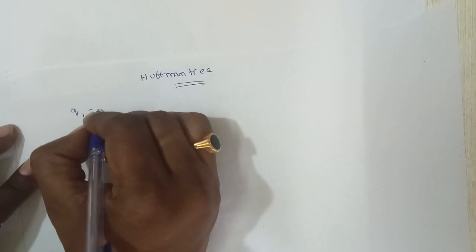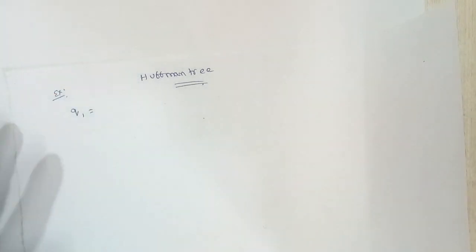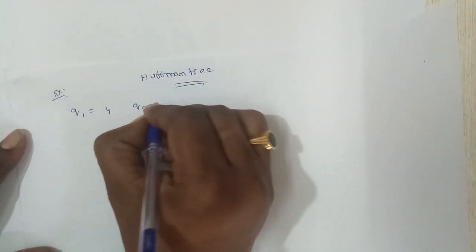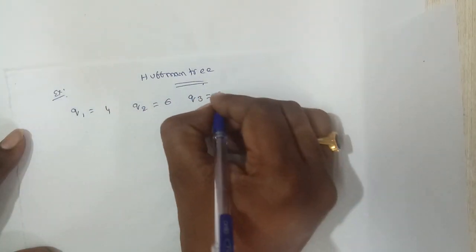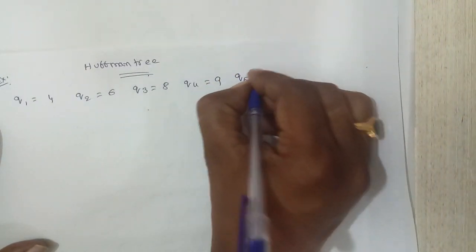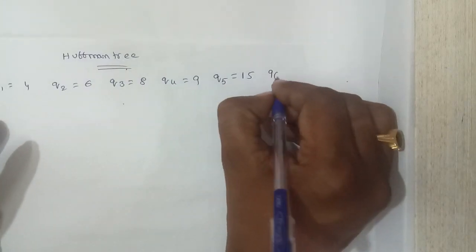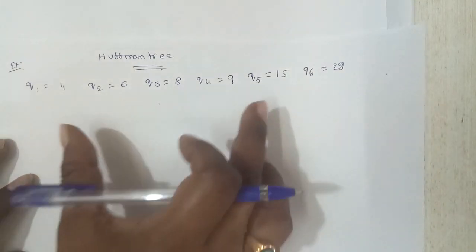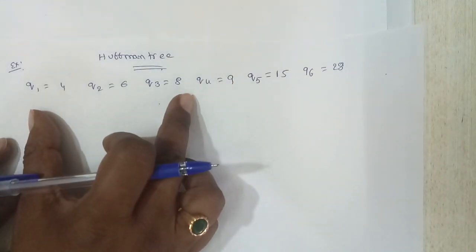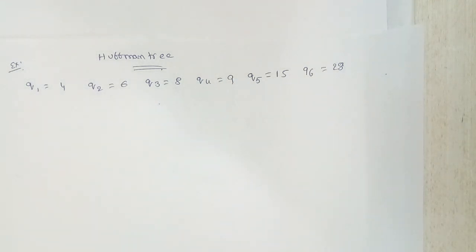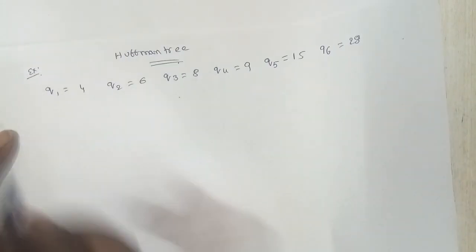Assume this is an example. If you understand the example, then it is very easy. Q1 is equal to 4, Q2 is 6, Q3 is equal to 8, Q4 is equal to 9, Q5 is equal to 15, Q6 is equal to 28. So what is our question? Construct a Huffman tree for this and find the code. That is, we have to derive the code. Okay, now I will explain step by step.